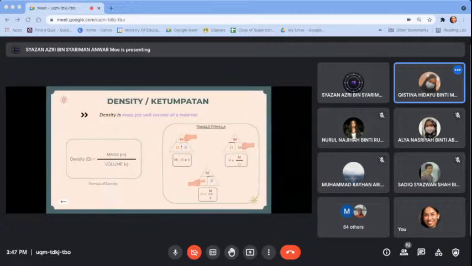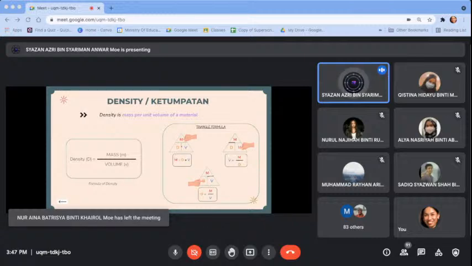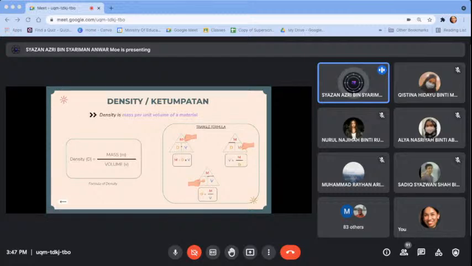Density, atau ketumpatan ialah, so density is mass per unit volume of a material, atau jisim per unit isi padu. Jadi the formula for density is mass over volume. So if you want to find D, which is density, it is mass over volume. So that's an easy way in calculating.